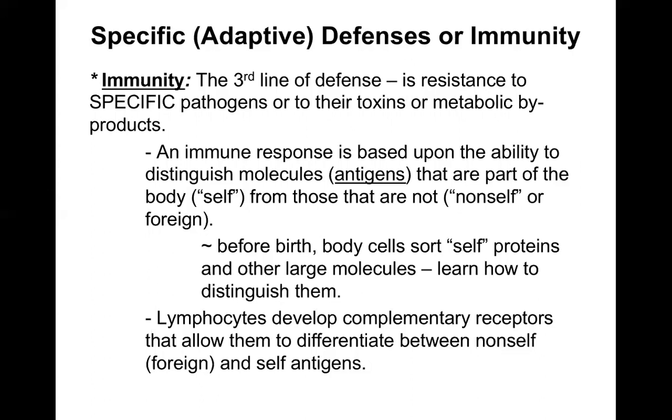So before you're born, your immune cells go through all of your body's cells and kind of bump up and feel them and learn the shapes of all of your self-cell antigens. And once we have this inventory, then anything that does not fit with what self antigens are there is considered other or foreign and must be attacked.